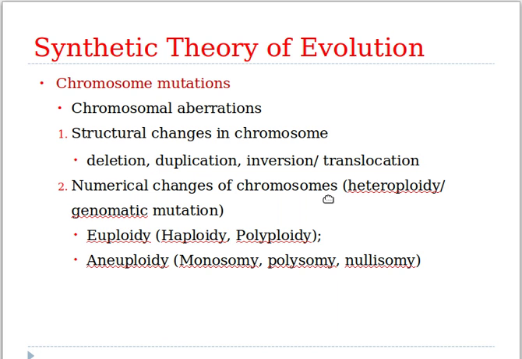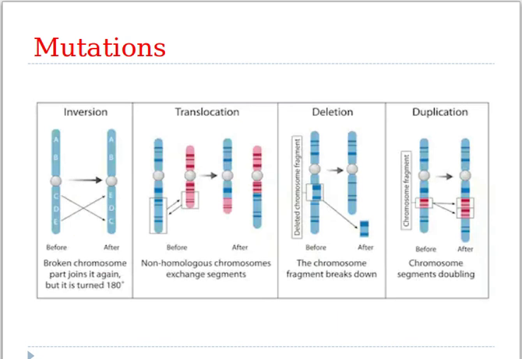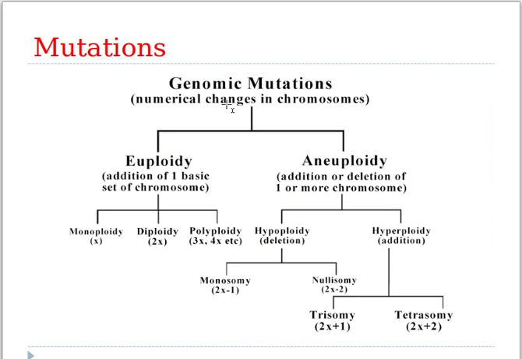Now it can be classified into two, that is euploidy and aneuploidy. Here you can see with respect to numerical changes in chromosomes, the genomic mutation can be of two types, euploidy and aneuploidy. Euploidy is a change in the entire set of chromosomes, that is, a whole genome is added or deleted. It is further divided into monoploidy, otherwise known as haploidy, and polyploidy.